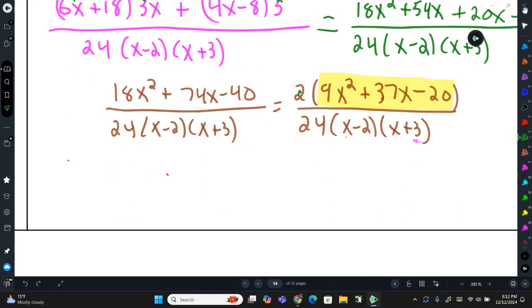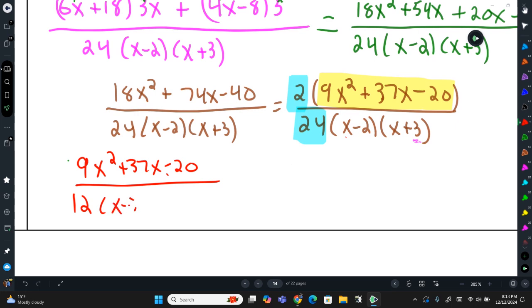So I can at least now do 2 over 24. That will divide out to 1 over 12. So I have 9x squared plus 37x minus 20 all over 12 times x minus 2 times x plus 3.